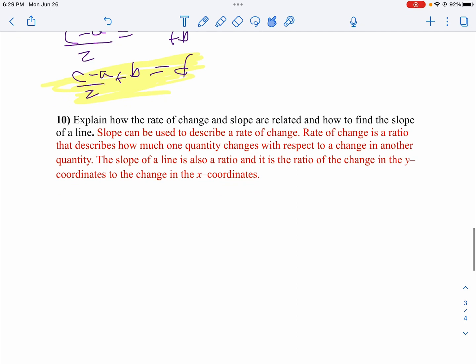And number 11, I want to explain how the rate of change and slope are related and how to find the slope of a line. Well, slope and rate of change are really the same thing. We can use slope to describe the rate of change. The only difference is rate of change is going to have some units because it's the ratio of the dependent to the independent, where slope is the difference of the y's divided by the difference in the x's. There are no units with slope because they're always the same, so they reduce out.